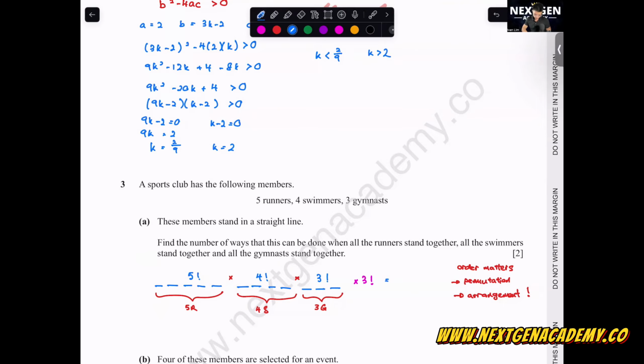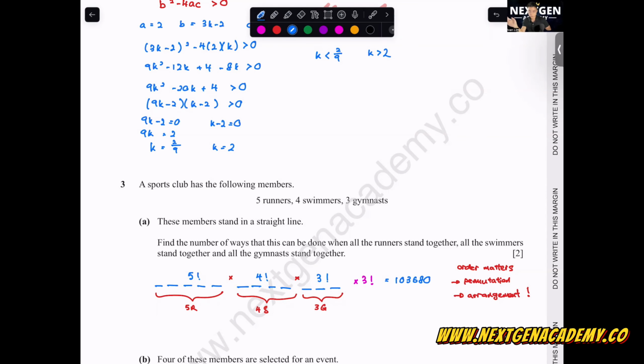Everyone type in the calculator: 5 factorial, times 4 factorial, times 3 factorial, times 3 factorial. The answer is 103,680.